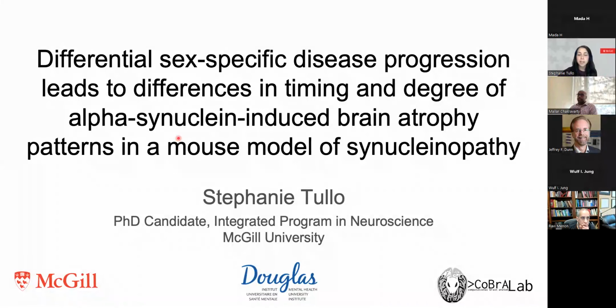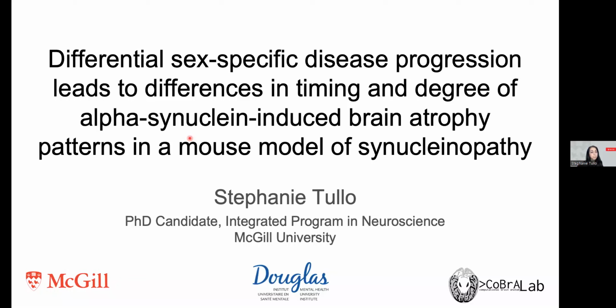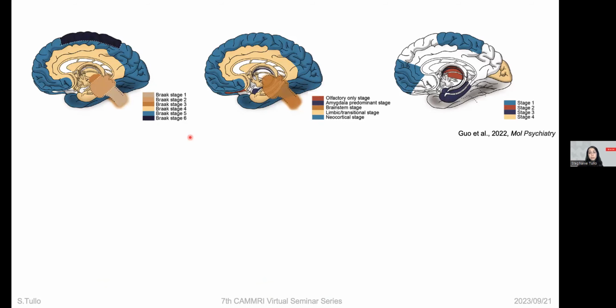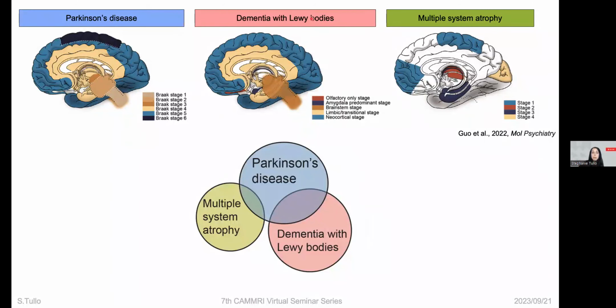I am interested in looking at sex-specific differences, specifically in neurodegenerative disorders. Here I'm showing 3 different neuropathological stagings of 3 different neurodegenerative disorders. You can see they're quite different in terms of where the origin of the pathology starts and where it spreads to. But what's common amongst these 3 diseases, Parkinson's disease, dementia with Lewy bodies, and multiple system atrophy, is they're all grouped under what are known as synucleinopathies.